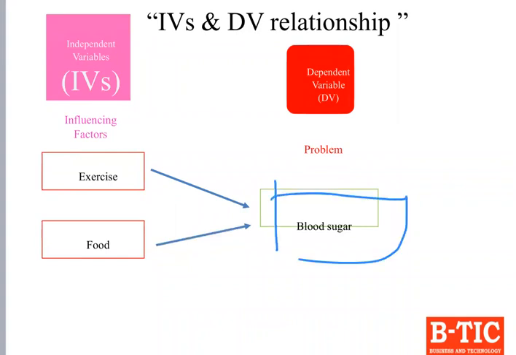And the influencing factors, we call them IV, independent variables: exercise and food. Now, when I call it blood sugar, I think it is more into quantity. You can measure the exact amount of blood sugar in your blood. So it is in numbers, right?